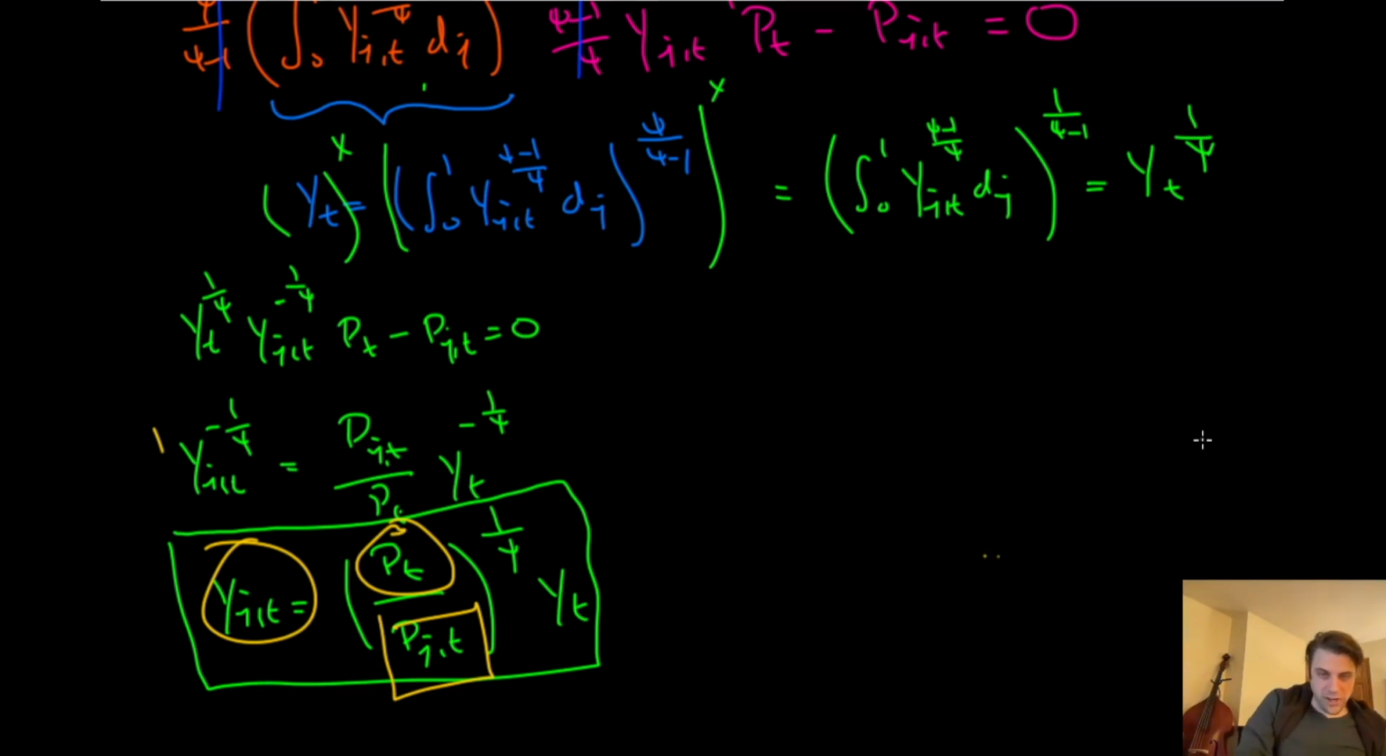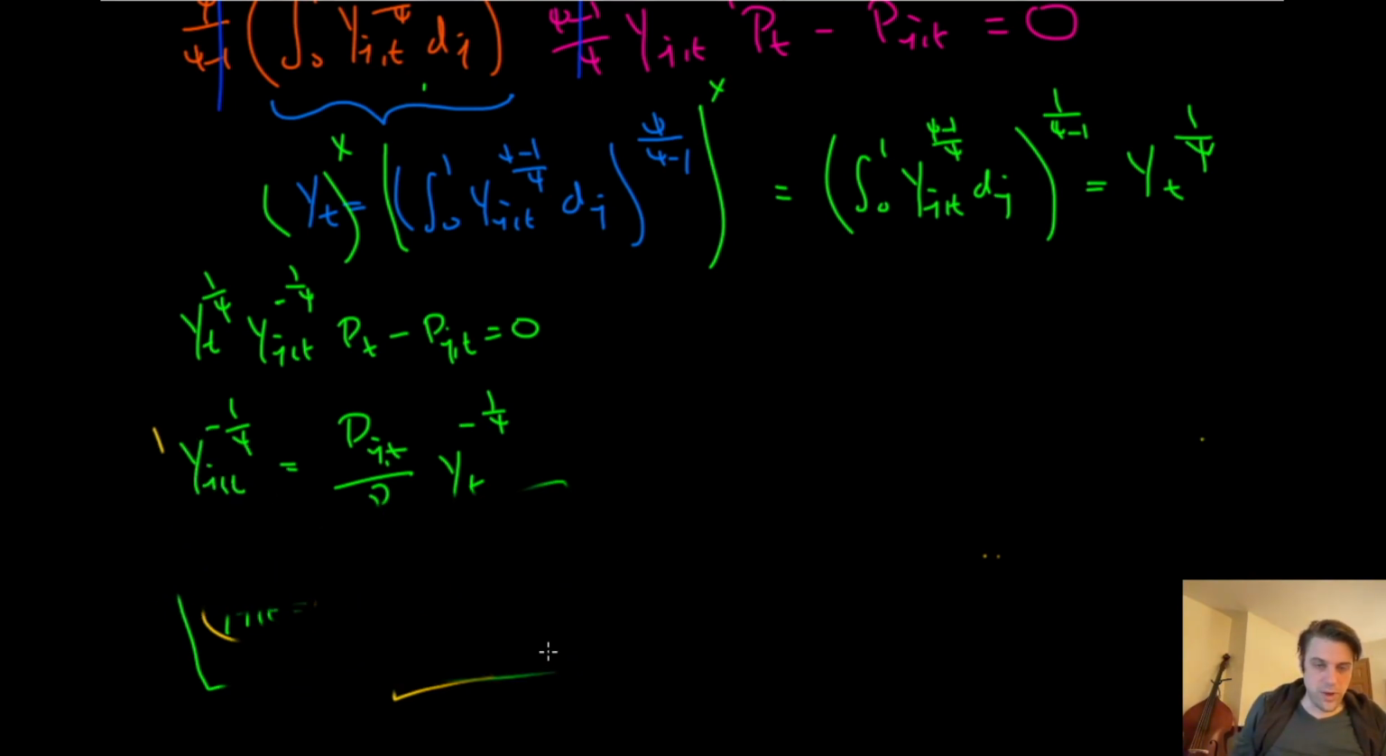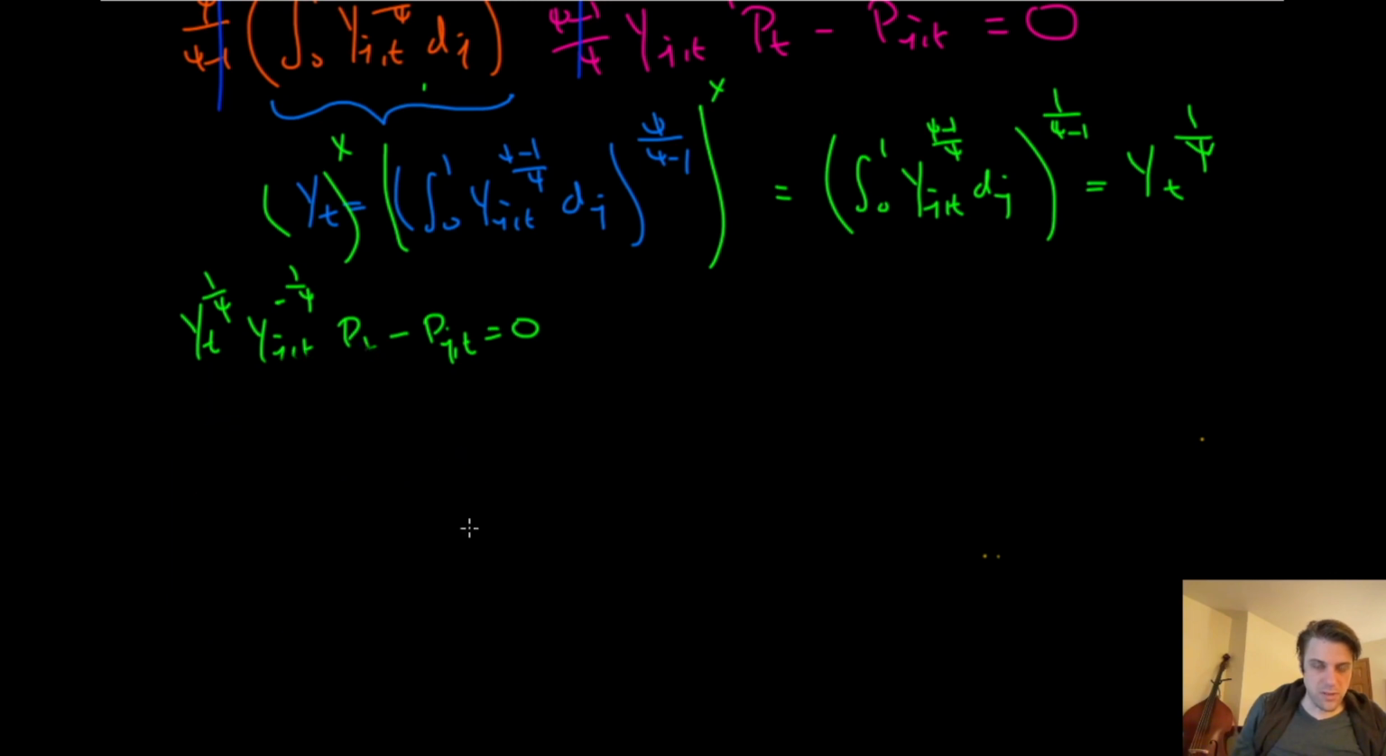And I just realized I made a very dumb mistake I want to fix. When I went from here to here, I raised the wrong power. Okay, so let's fix that right now. What we had was yjt to the minus 1 over psi is equal to pjt divided by pt times yt to the minus 1 over psi. And what I just wrote was I raised both sides to the 1 over psi, which is of course wrong. You would end up with 1 over psi squared.